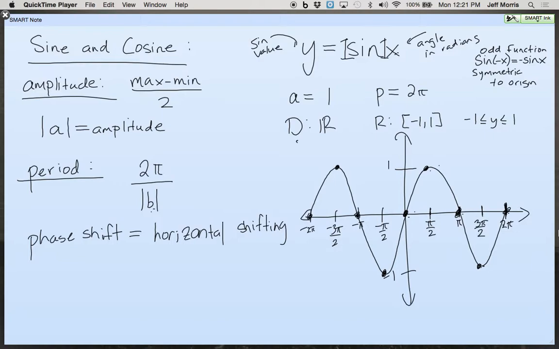Because when I have a negative by x, that's going to screw up my phase shift. It's going to screw up how I shift things. But what you can do is you can just take the negative and bring it out front. Because flipping over the x is the same thing as flipping over the y. You better get that.